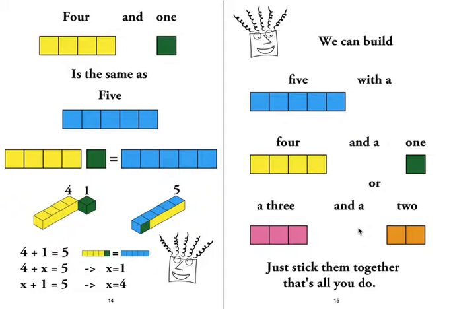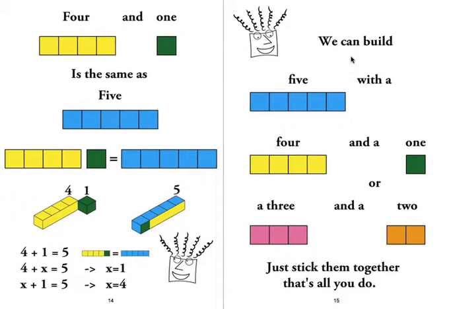4 and 1 is the same as 5. Now we're building 5s, and they can see that definitely a 4 and a 1 is exactly the same thing as a 5. No mystery there. And that if I have 4 plus x is 5, then x must be 1. If I have x plus 1 is 5, then x must be 4. And they can see it. They can play with the blocks. You can see he's getting more and more hair as we go along.